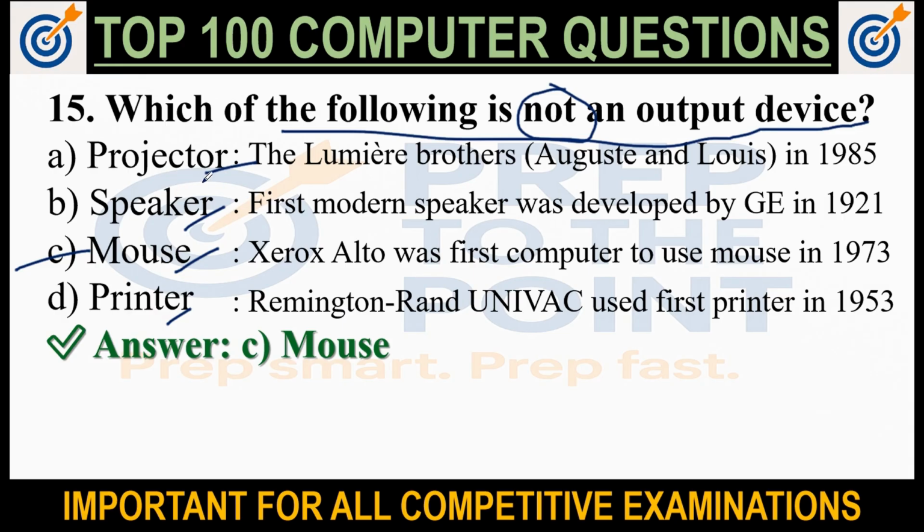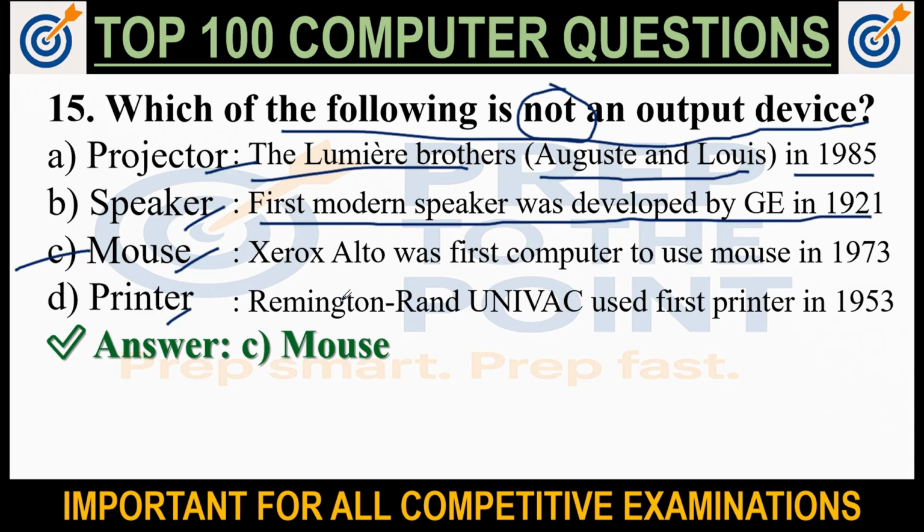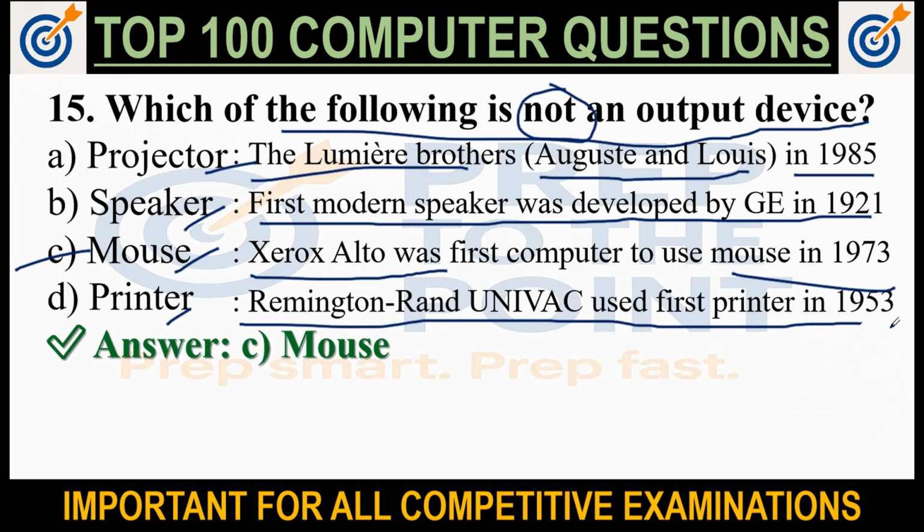First use of projector was done by the Lumiere brothers, that is Auguste and Louis Lumiere in 1985. First modern speaker was developed by General Electric Company in 1921. First mouse was used with Xerox Alto computer in 1973. First printer was also used by Remington Rand Univac computer in 1953.